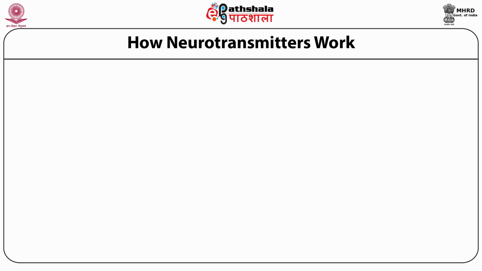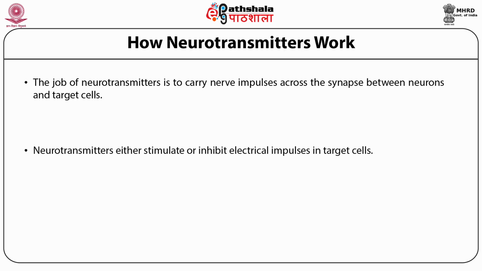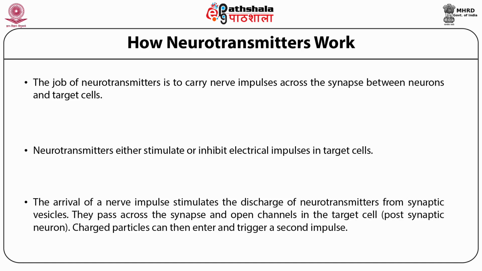How neurotransmitters work. The job of neurotransmitters is to carry nerve impulses across the synapse between neurons and target cells. Neurotransmitters either stimulate or inhibit electrical impulses in the target cells. The arrival of a nerve impulse stimulates the discharge of neurotransmitters from presynaptic vesicles. Then they pass across the synapse and open channels in the target cells on the postsynaptic neuron. Charged particles then enter and trigger the second impulse.